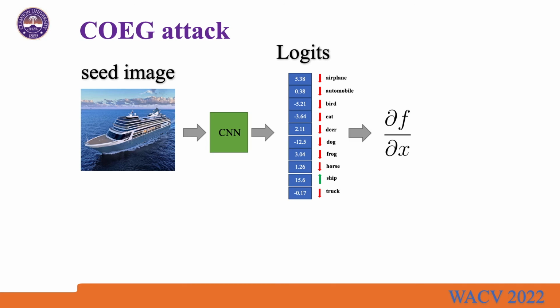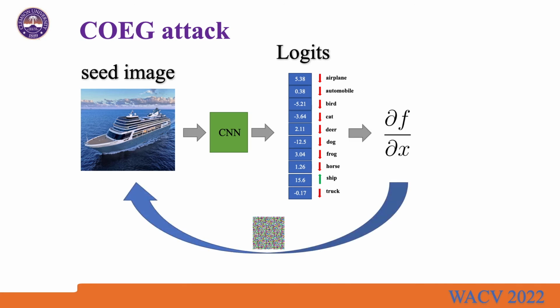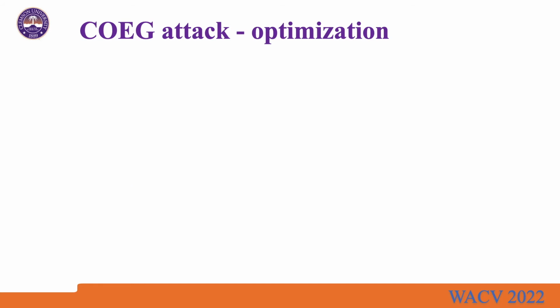Then we backpropagate the gradients to update the image. We iterate this process for several rounds and assign the label of the supplanter class to the poisoned image. However, it is very computationally expensive to optimize the logit values of all classes. Thus, we propose a lightweight solution based on two facts.